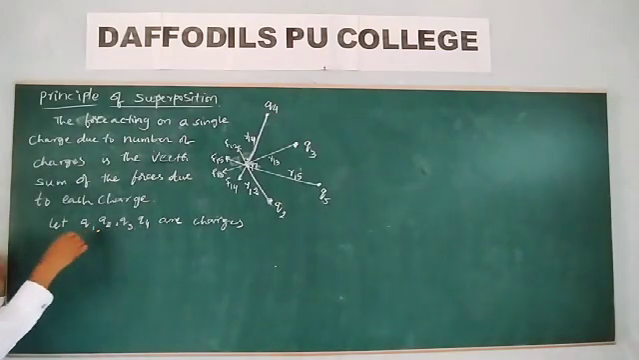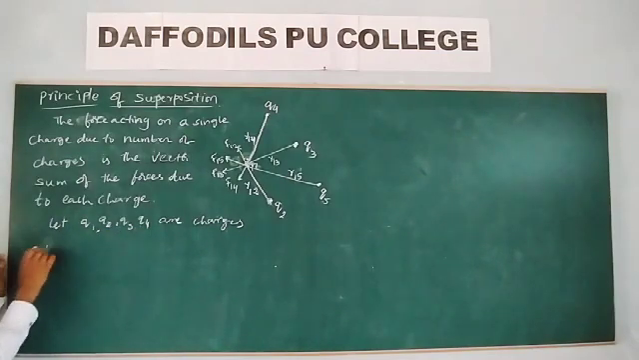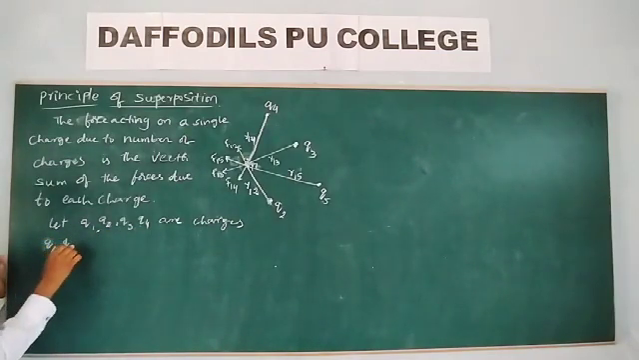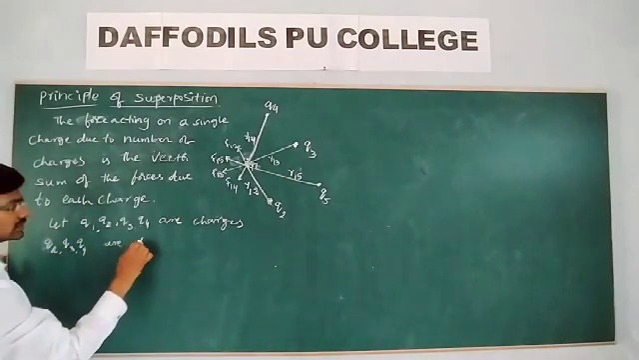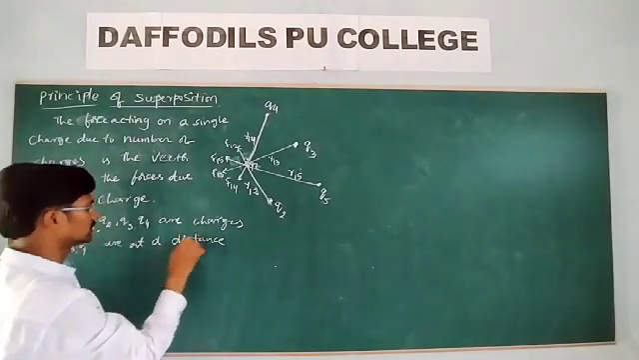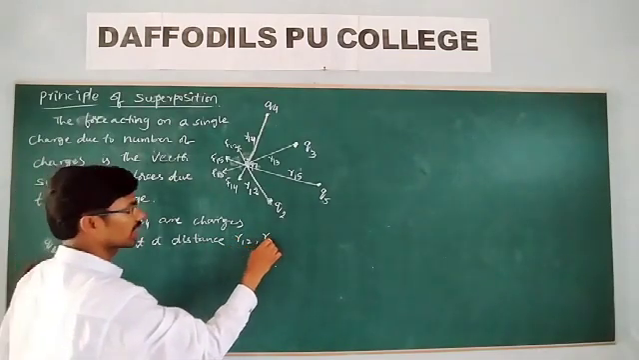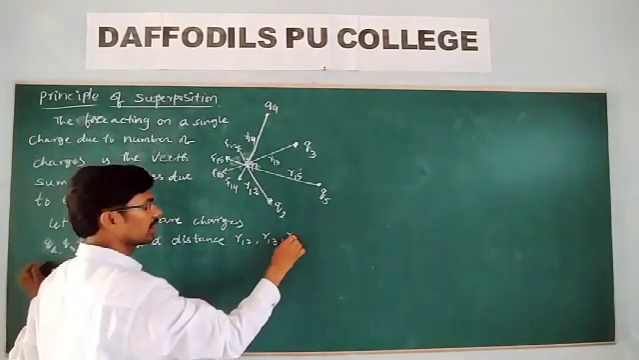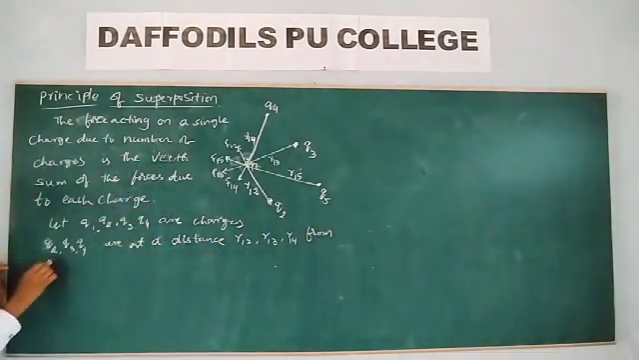Now Q2, Q3, Q4 and so on are at distances R12, R13, R14 from Q1. Then what will be the resultant force from the principle of superposition?